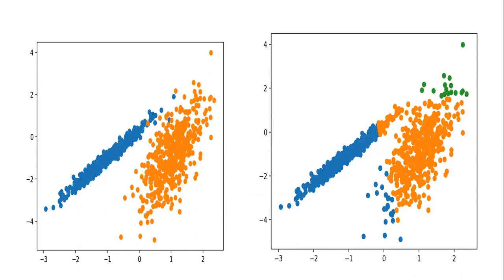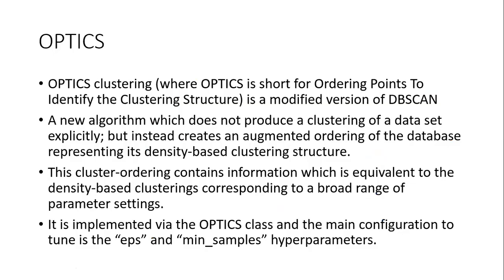So like DBScan, it is also able to determine three clusters. Okay, but the shape of DBScan and this is different. So that's why I'm saying that you never know which is the best one.